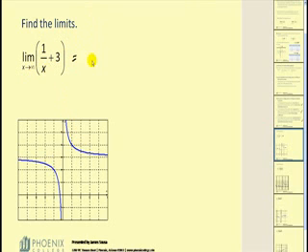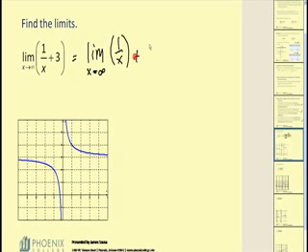We know from the properties of limits that this is equal to the limit as x approaches infinity of 1 over x plus the limit as x approaches infinity of 3. Well, here we have a limit where the numerator is fixed, the denominator is increasing, so this limit is going to equal 0 plus the limit as x approaches infinity of 3. Well, there's not even an x in this argument, therefore this limit is going to equal 3.